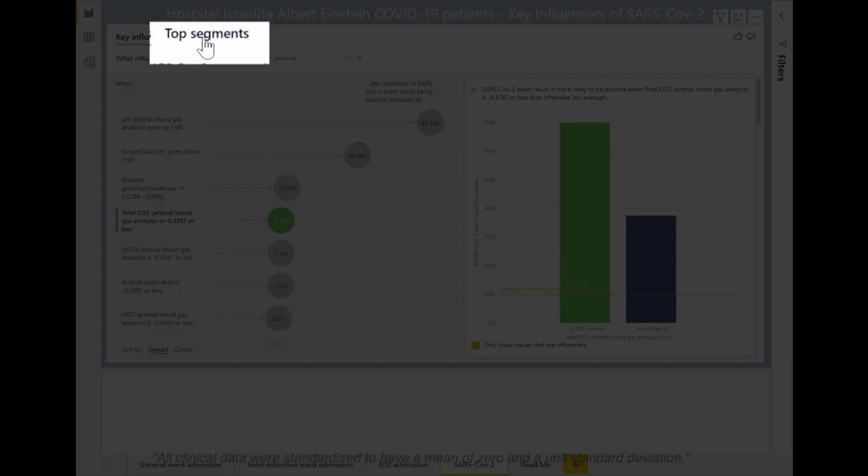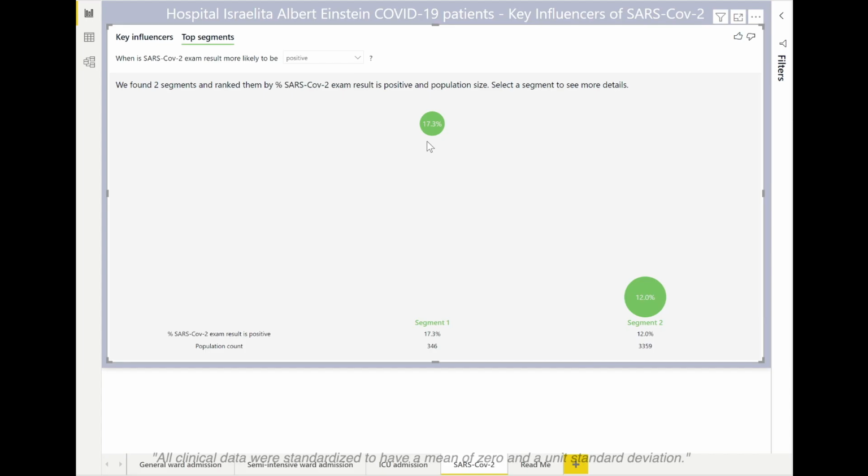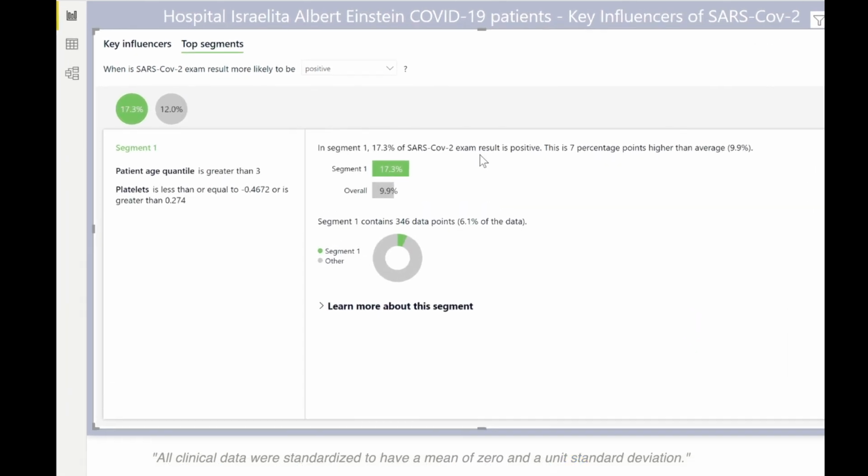score. Another feature of the Key Influences visual is its data segmentation capability, which explains the factors that define a particular cluster.